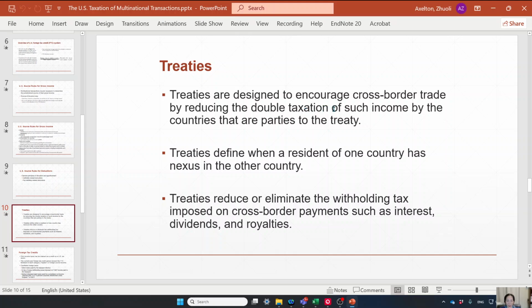That's why in some of the treaties there are certain provisions that basically apply for any cross-border transactions. The treaties define when a resident of one country has a nexus in the other country, and it also defines the exemptions. The treaty reduces or eliminates the withholding tax imposed on cross-border payments such as interest, dividends, and royalties.